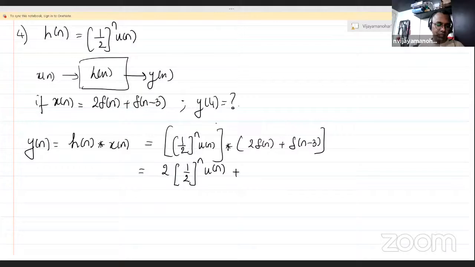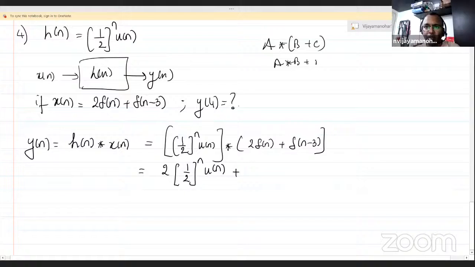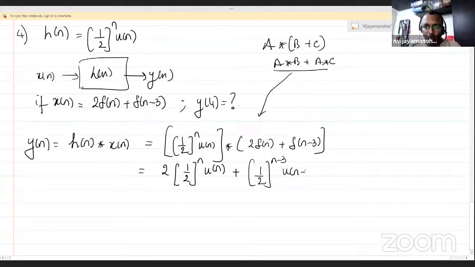So here the property we are using is that the convolution of a sum is the sum of convolutions. Suppose I have a convolved with b plus c, I can write it as a convolved with b plus a convolved with c. This is the property I'm using here. So I will have the convolution of these two, then the convolution of this. delta of n minus 3 is just a time shifting operation, so this will become (1/2)^(n-3) u of n minus 3. So this is my y of n.